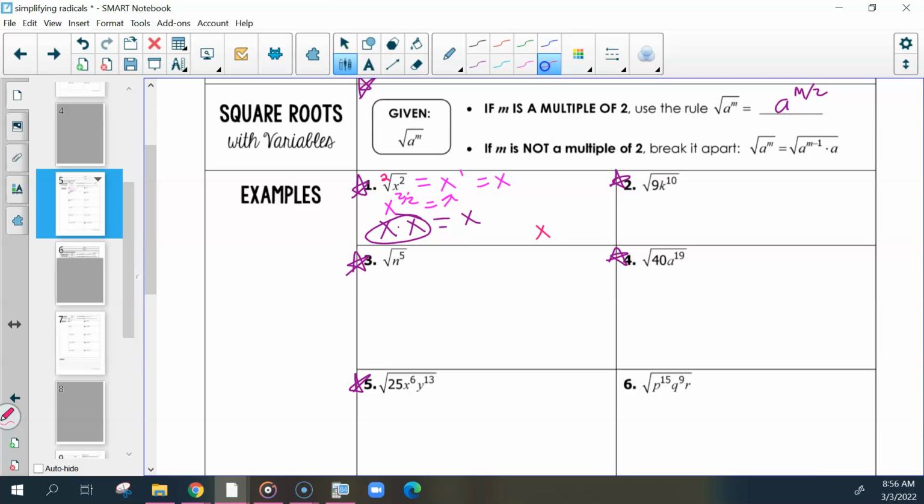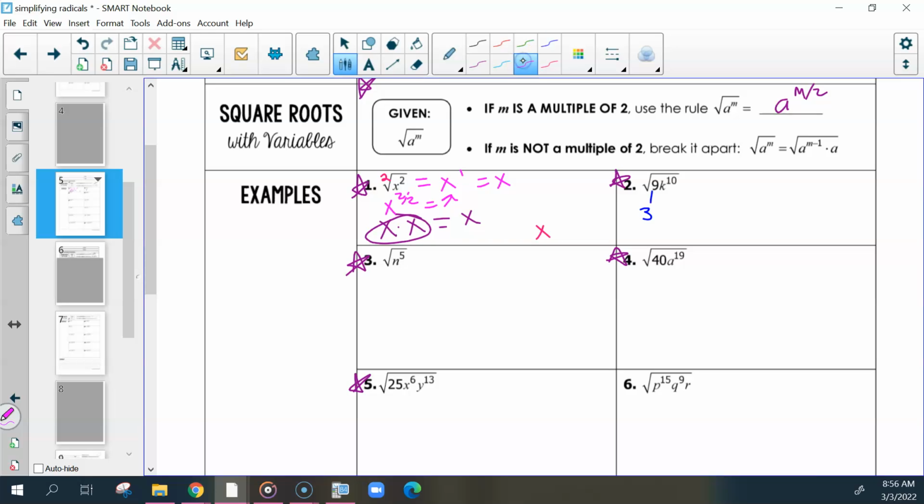Okay. For number 2, you have a 9. Square root of 9 is what? 3. We know that much. If it's a perfect square, all of those rules still apply for the numbers. Let's just focus on the variables. We're going to break this down to the 3 rules. I should have done this in a different order.